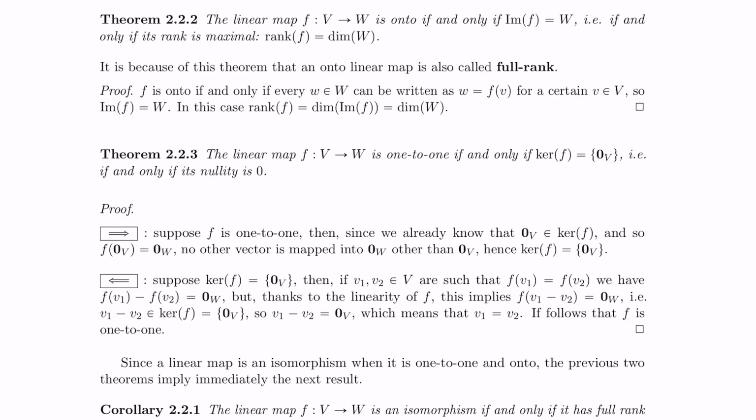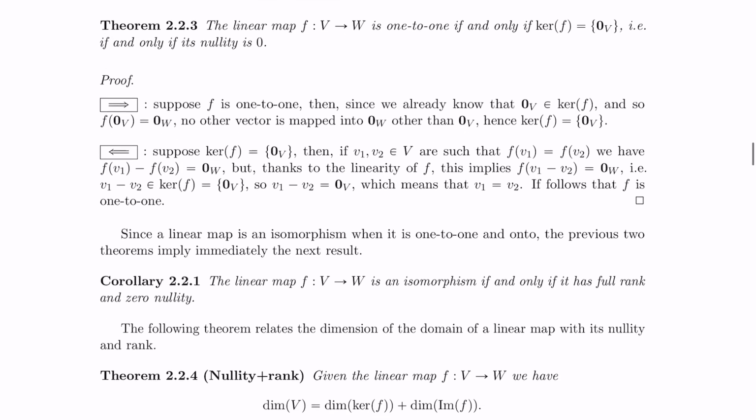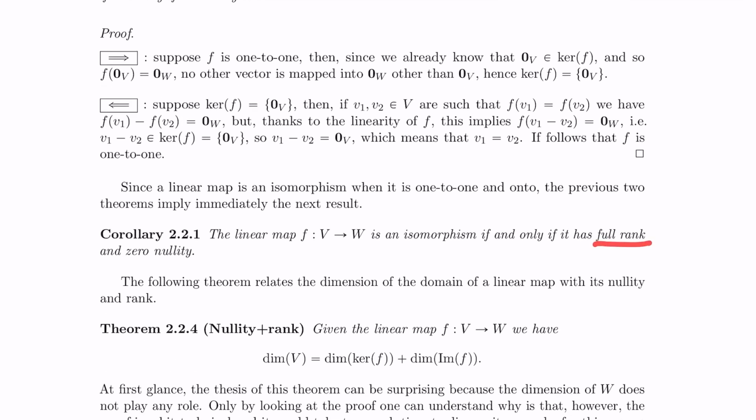Remember now that a linear map is an isomorphism if and only if it is one-to-one and onto simultaneously. Hence, the two previous theorems imply that f is an isomorphism if and only if it has full rank and zero nullity.